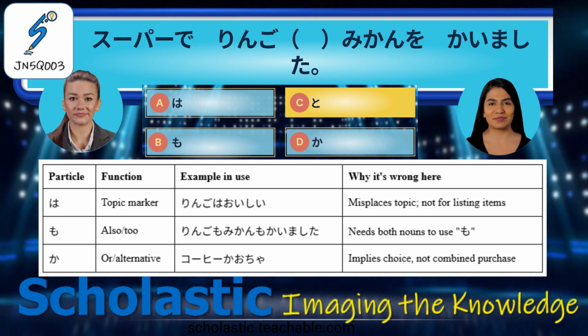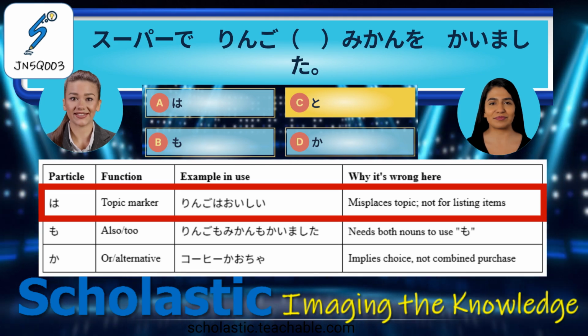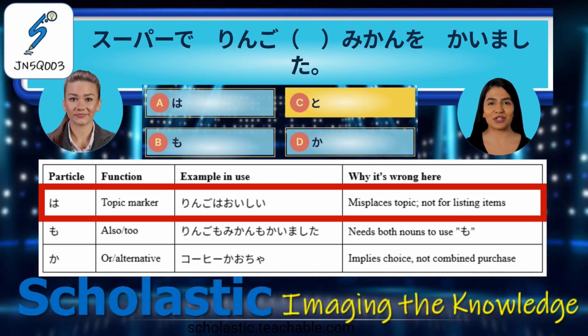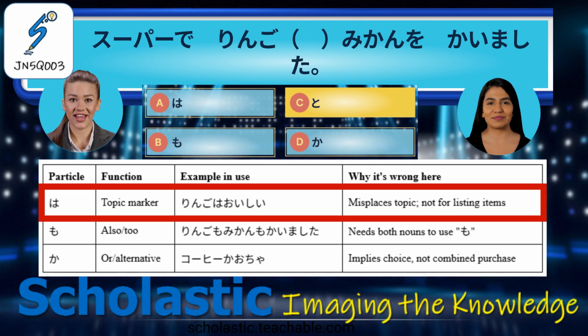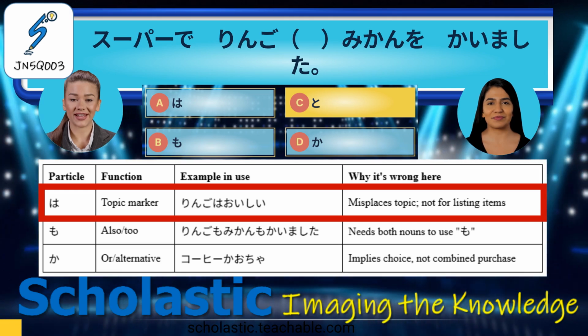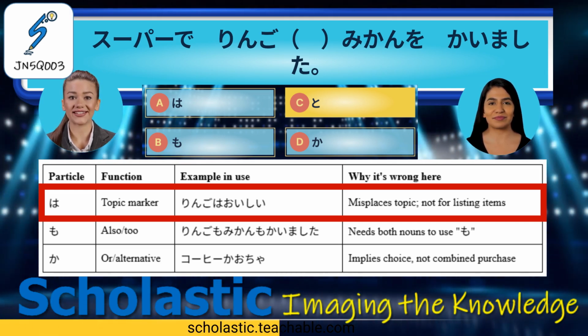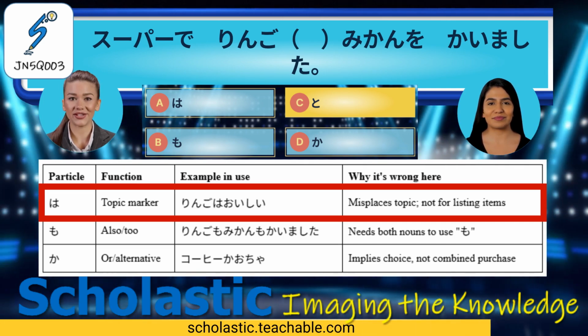は. Here, は is used to mark the topic of the sentence. Example. リンゴは美味しいです。As for apples, they are tasty. Here use of は is not correct, since we are not making apples the topic of the whole sentence. We are listing two items that were bought.